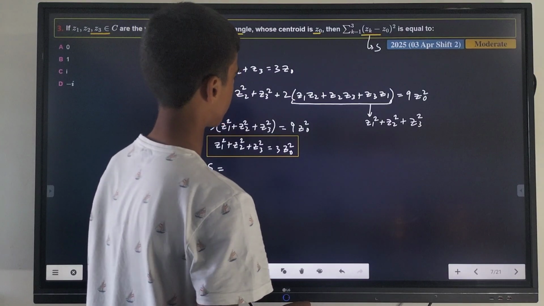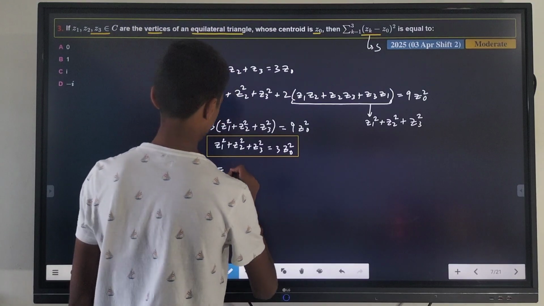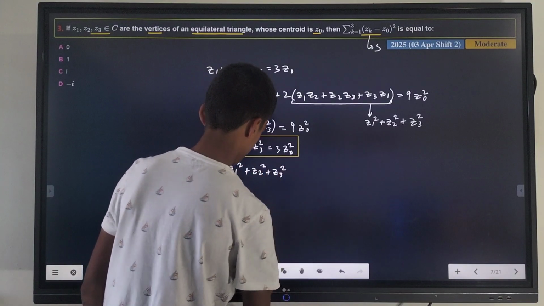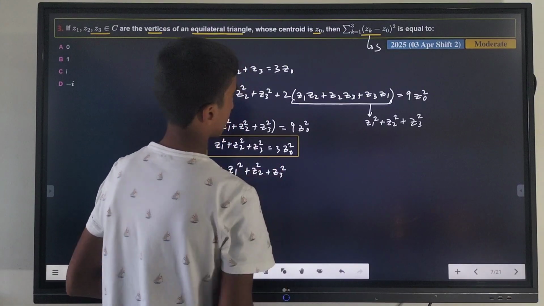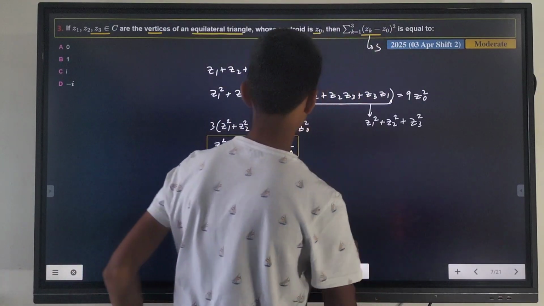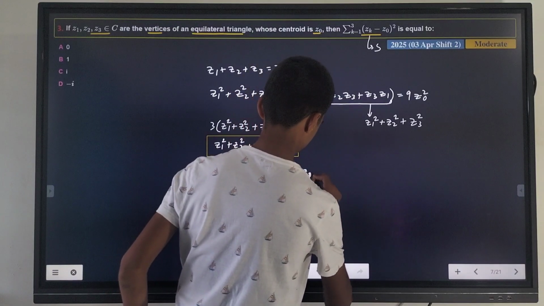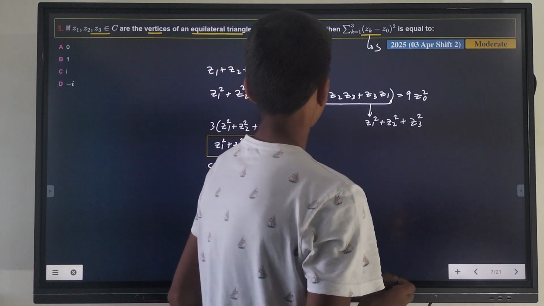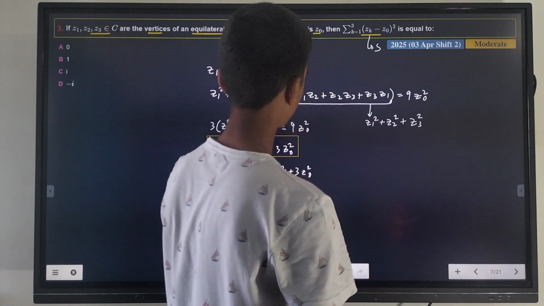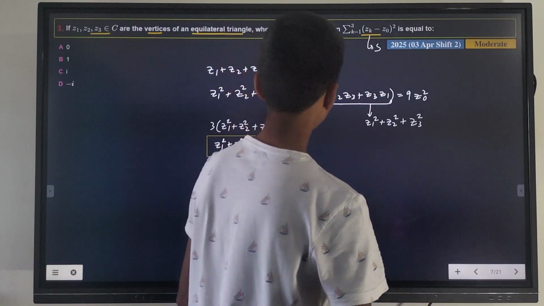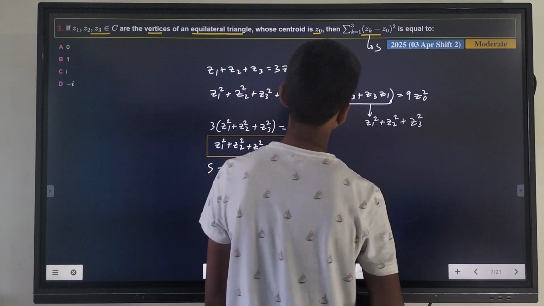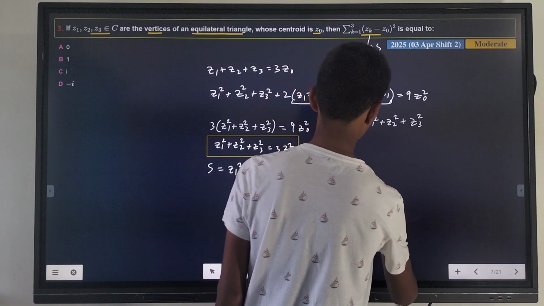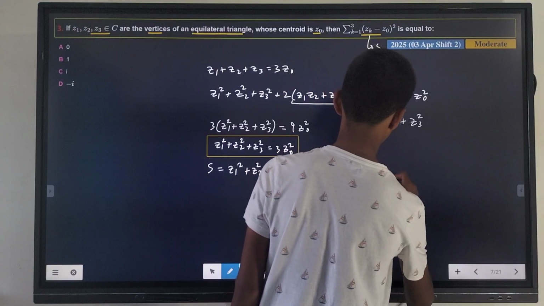let's open it. So first we will have z1 square plus z2 square plus z3 square, and then we have three terms, so we will have 3z0 square, and then we will have minus 2 times z1 plus z2 plus z3 into z0.